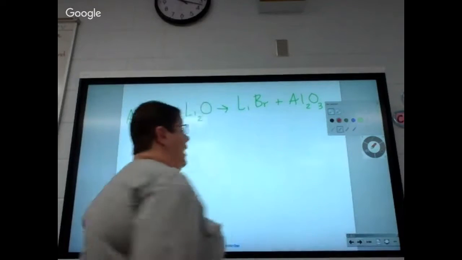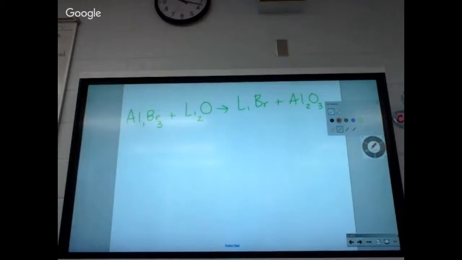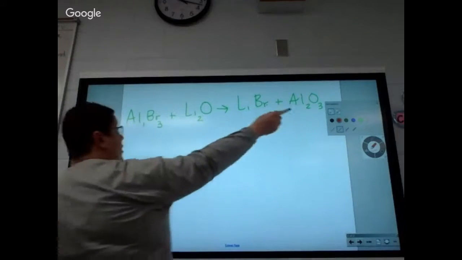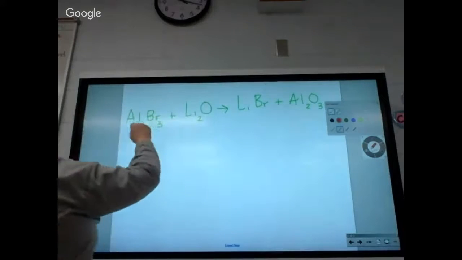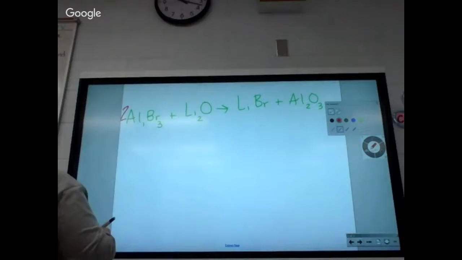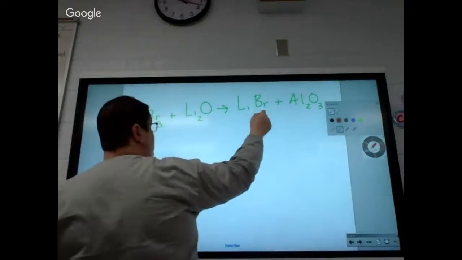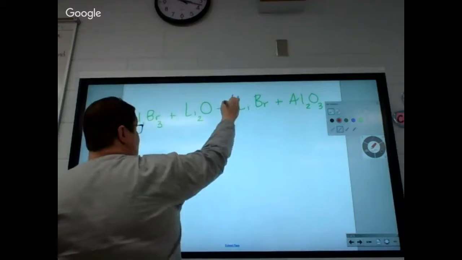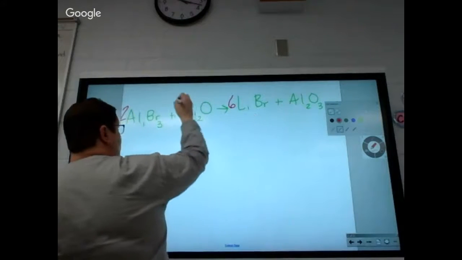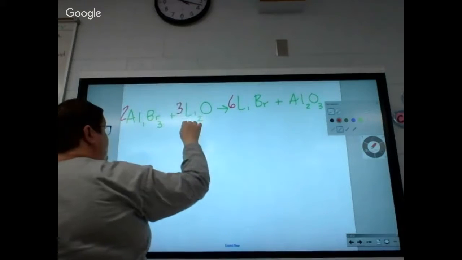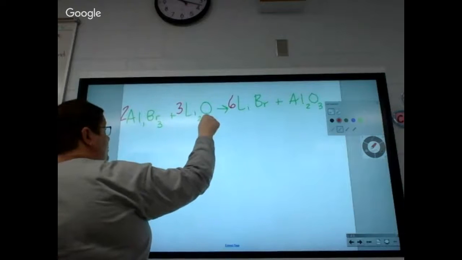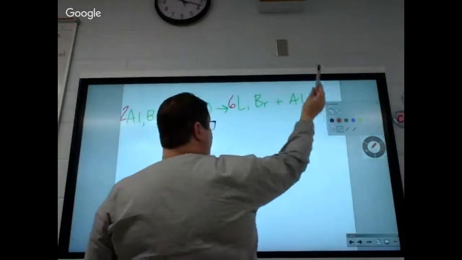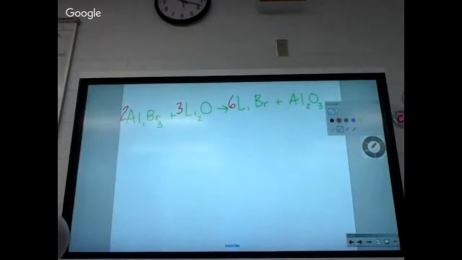So I need to balance. Which element do you want to start with? How many Al's are here? How many are here? 2. So I'm putting what here? 2. How many Br's did I make? 6. So I'm going to put what? 6. How many Li's did you make? 6. So what am I putting here? 3. How many Li's did we make? 6. How many O's? 3. Fabulous. Any issues with number 1?